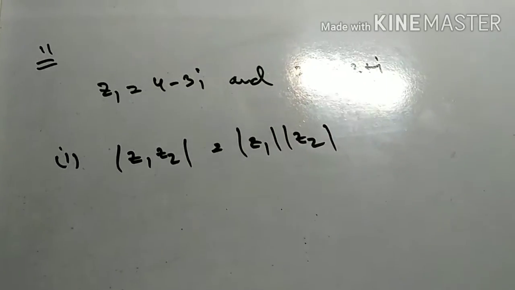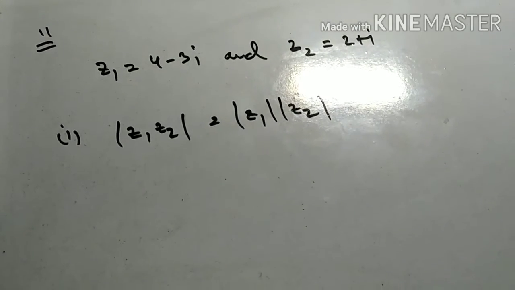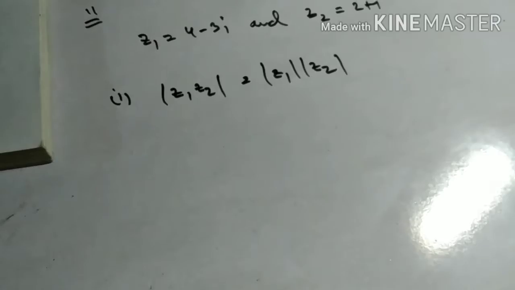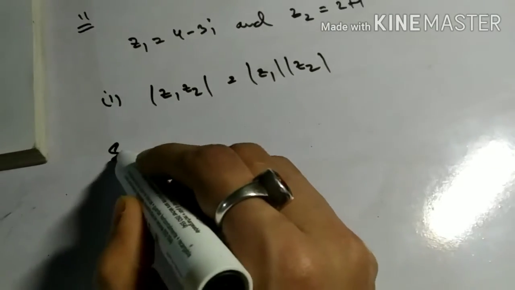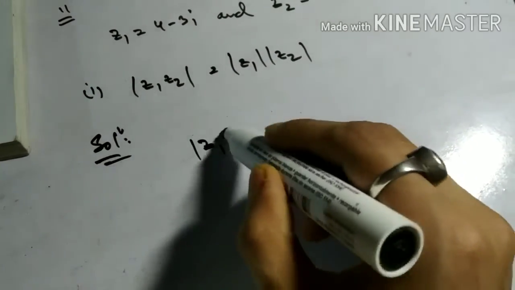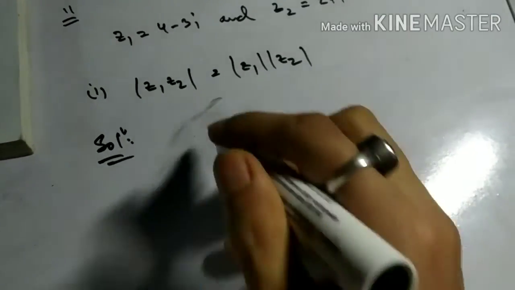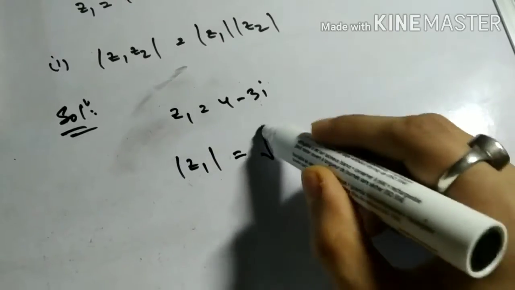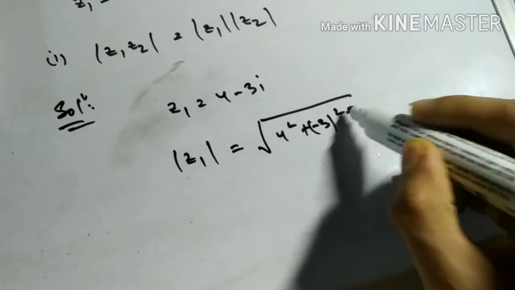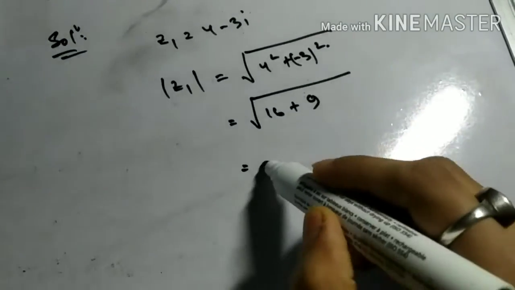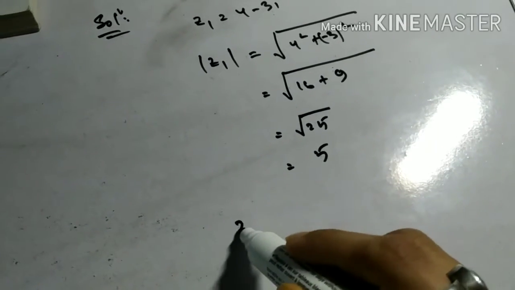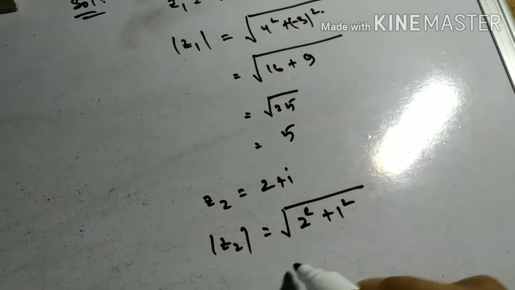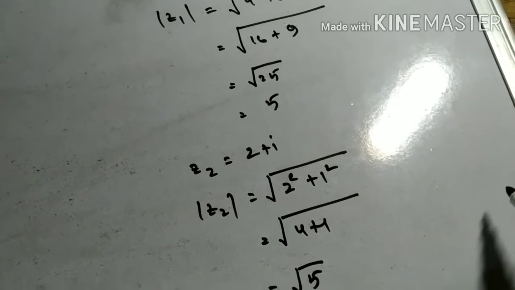So in here, first of all, I will take the modulus of z. You see, z1 is equal to 4 minus 3i. So modulus of z1 will be equal to root over 4 square plus (minus 3) the whole square. This one you will get 16 plus 9, 25, which is 5. And z2 is equal to 2 plus i. So modulus of z2, you will get 2 square plus 1 square, 4 plus 1, root 5.